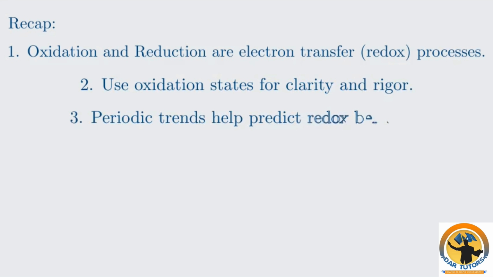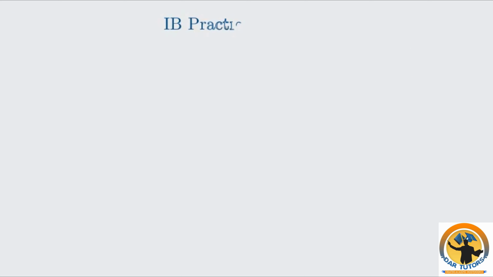Finally, we explored the periodic trends in redox properties, linking an element's position on the periodic table to its tendency to lose or gain electrons. This forms a solid foundation for understanding many important chemical and biological processes. Mastering these concepts is essential for success in HL chemistry. Now, let's put your knowledge to the test with some IB-style practice questions.